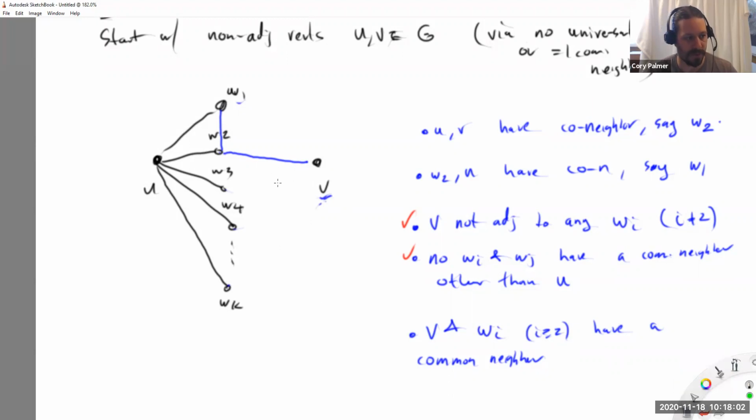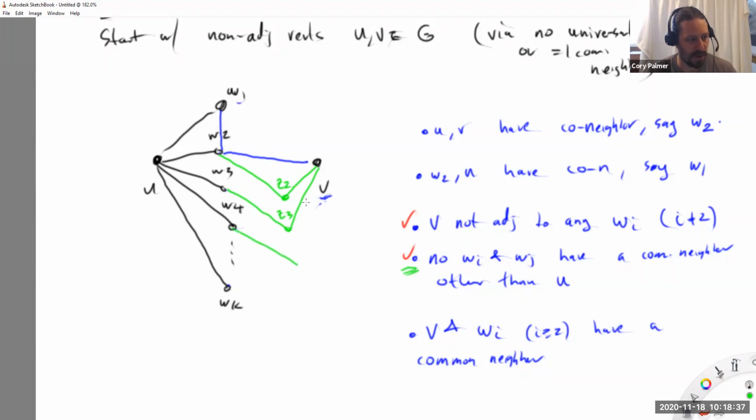Let me draw on the first one. So W2 and V have some common neighbor. Let's call this Z2 for now. Z2 is not any of the WIs because V doesn't go to them again. So I've got this new vertex Z. And then W3 and V also have a common neighbor, which I'm going to call Z3. That's not one of the WIs, and it can't be Z2 either, because if it's Z2, then W3 goes to Z2, and that would violate this condition here.